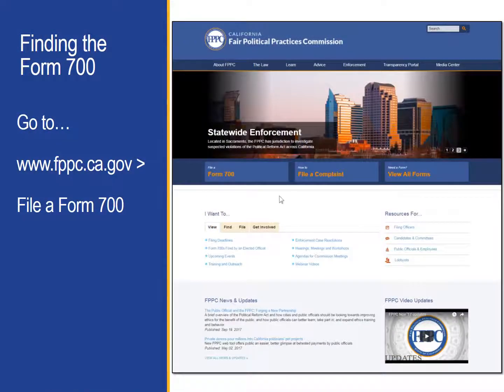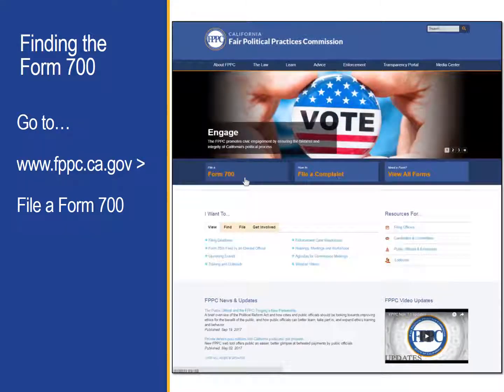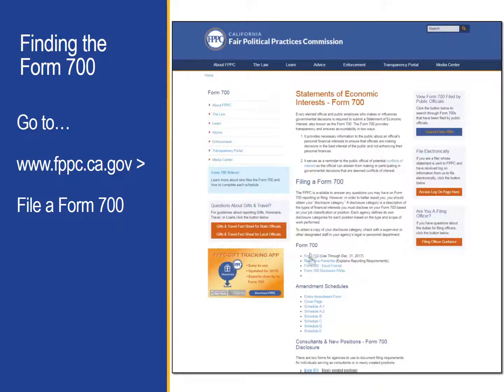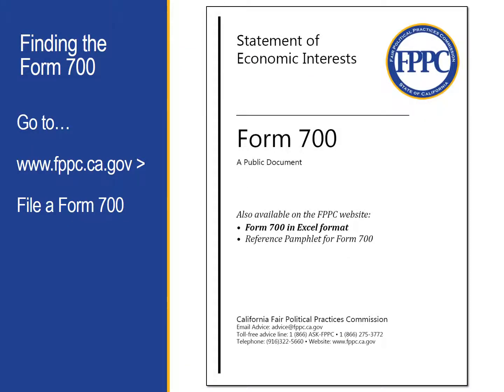To get to the Form 700 page on our website, start at our home page and click on the box that says File a Form 700. The page that opens not only has a link to the form, but to other resources that we will be discussing during this module. Supplemental materials such as the reference pamphlet, the Excel form, the gift and travel fact sheet, and amendment schedules can be very helpful to you when completing your statement.